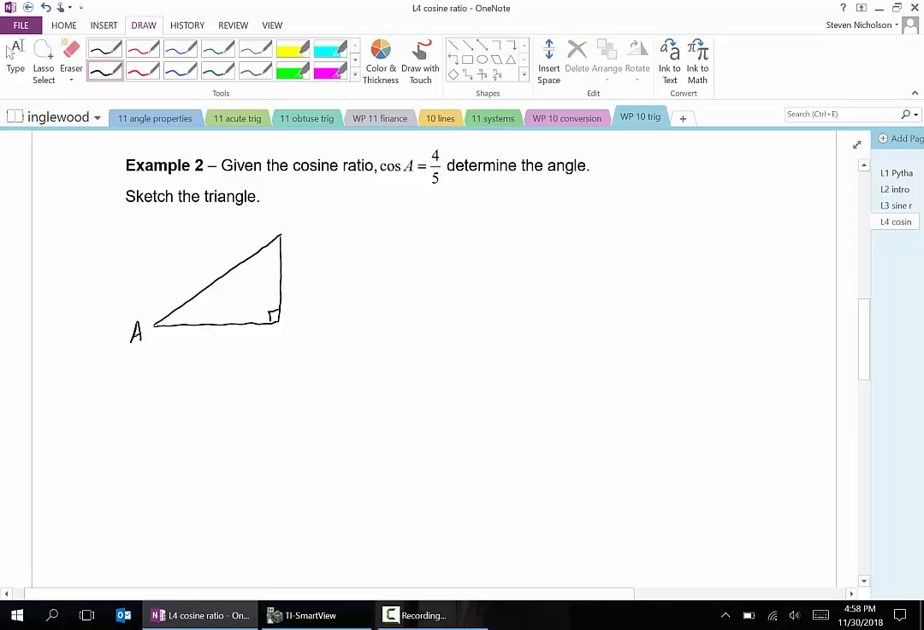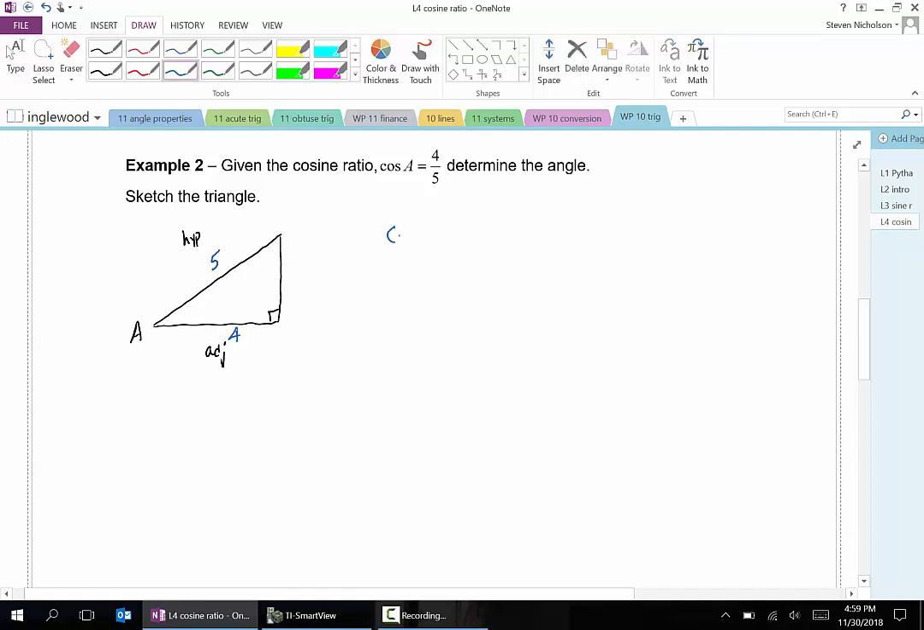So if this is angle A, well, again, our hypotenuse is up here, and the adjacent side is right here. And according to our ratio, that would be 4, and that would be 5. Now, I want to remind you that when you are trying to find an angle, it's just a matter of pushing that button on our calculator.